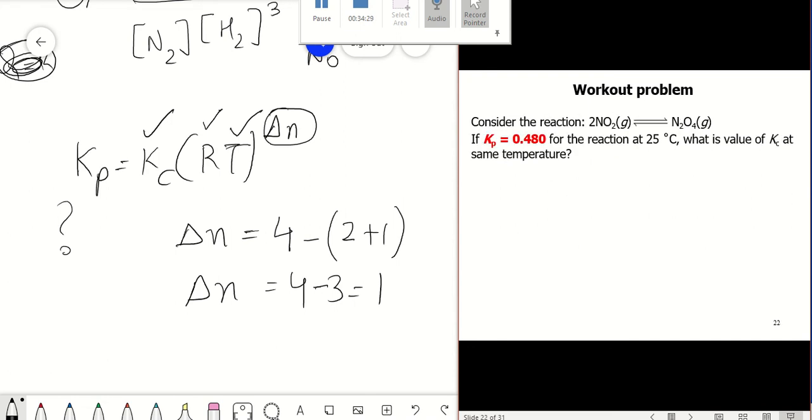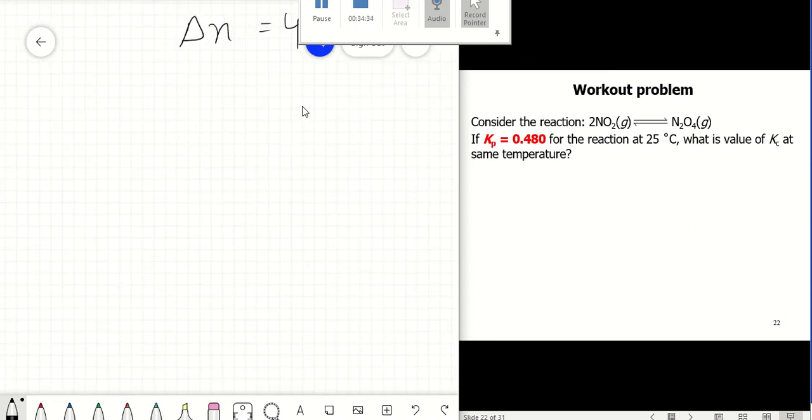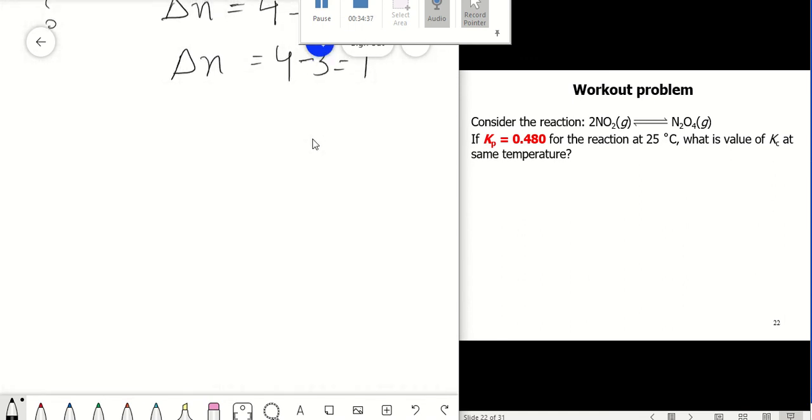Okay, moving on, let's try the next example. Consider the reaction 2NO2 gas changes to N2O4. You'll see this example multiple times in this particular chapter. So if Kp is 0.480 for a given reaction at 25 degrees Celsius, what is the value of Kc at the same temperature? Again, we are being asked to relate Kp and Kc. Do we know a relationship? Yes. Temperature is given to us, R is known to us, Kp is given to us. Now this time the question is asking what is Kc.